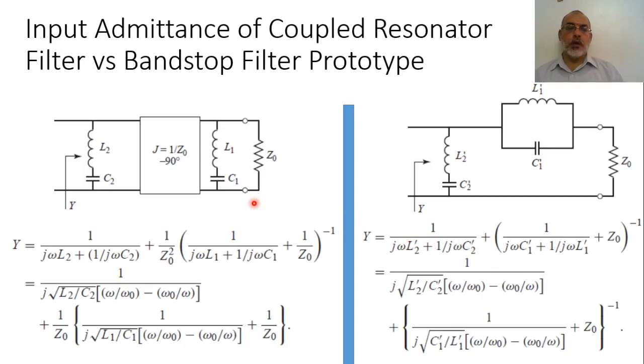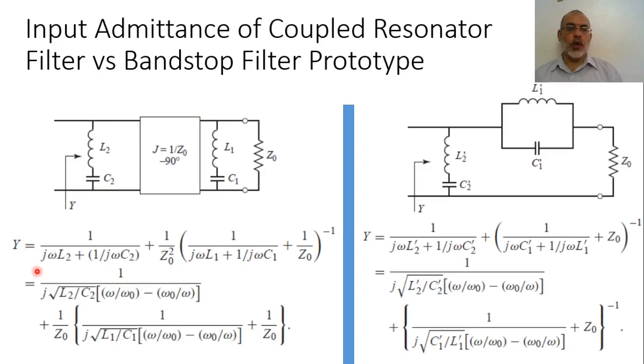Now we are going to take just two sections of the coupled resonator filter. This is the load, this is the equivalent circuit for the first stub, this is the inverter which corresponds to the transmission line section of length lambda by 4 between the two stubs, and this is the second stub. The input admittance of such a circuit can be obtained as follows.